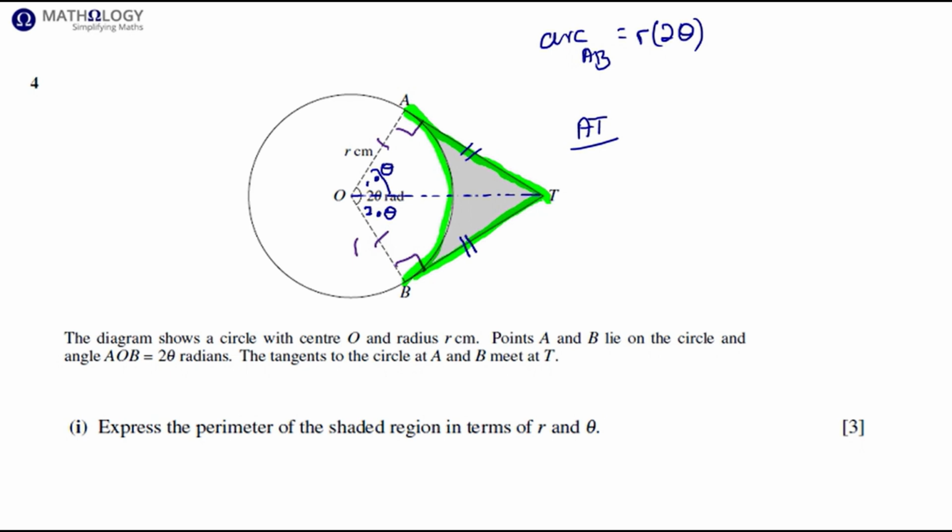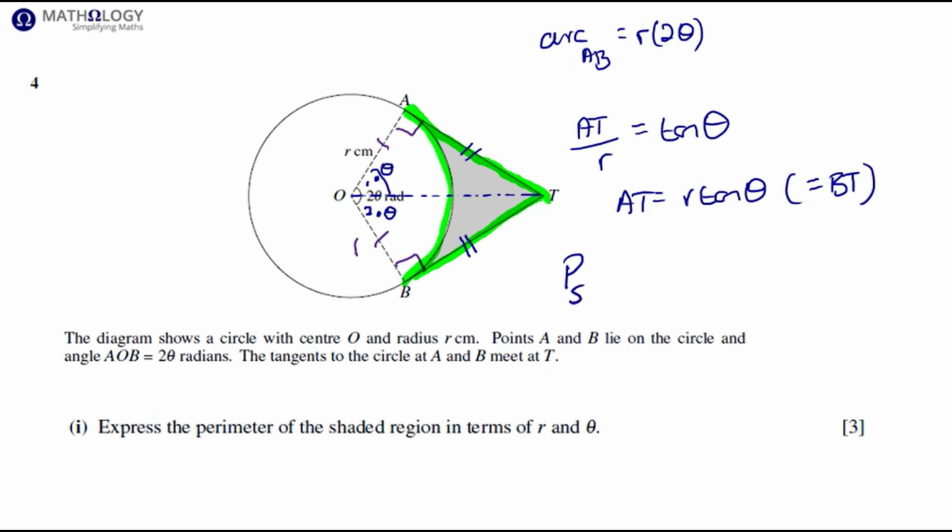So opposite over adjacent is tan. So AT over R is going to be opposite over adjacent. It's going to give us tan theta. So AT equals R tan theta, and this is also the length of BT since AT equals BT.